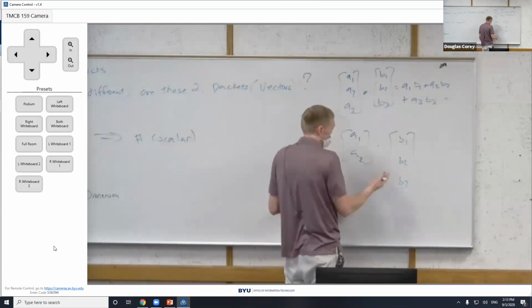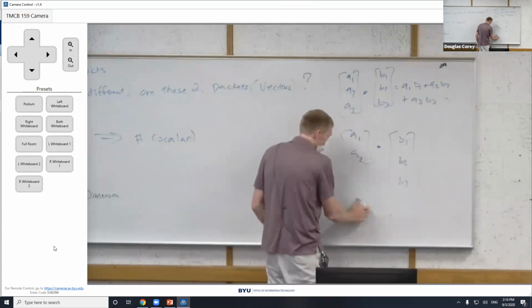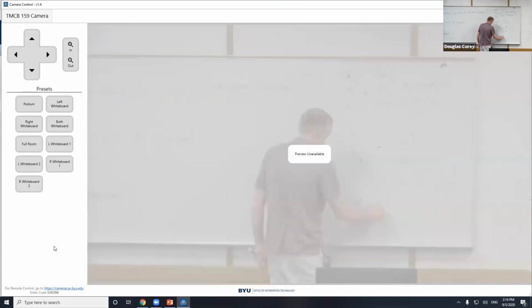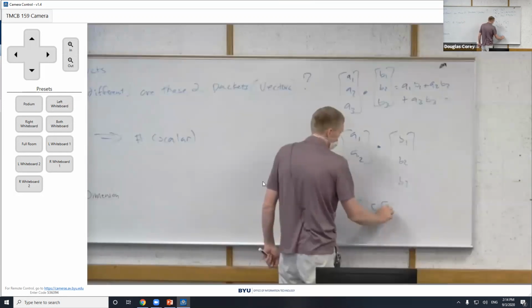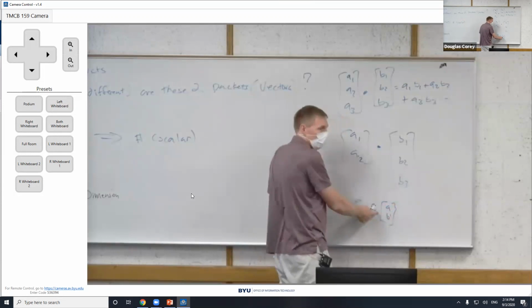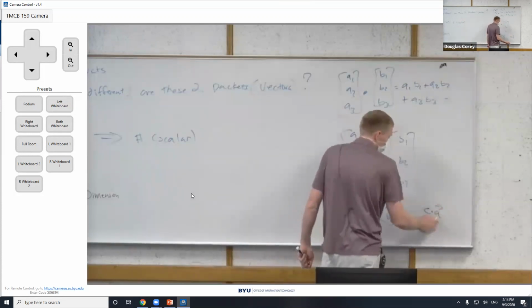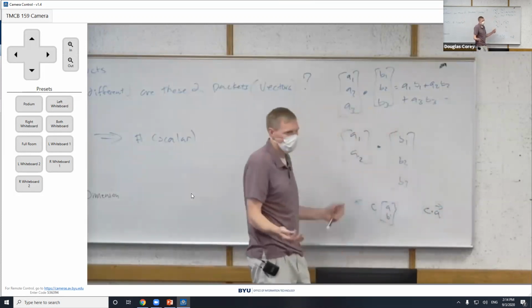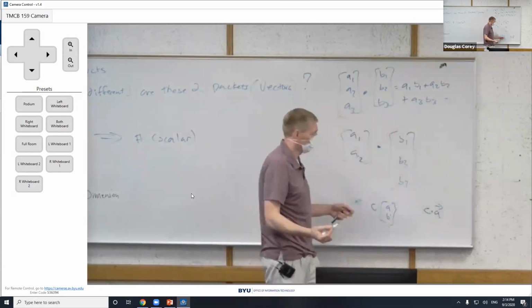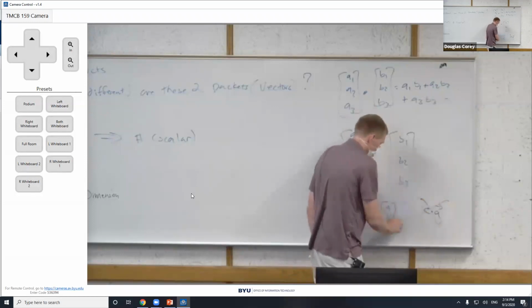And they have to be vectors. If you have a scalar, you can multiply a scalar times a vector. That's okay. But it's not a dot product. So if you have a scalar dot a vector like this, you did something wrong. You can multiply a scalar times a vector, but that's scalar multiplication. It's not a dot product. Okay.